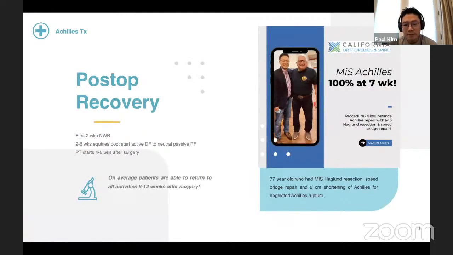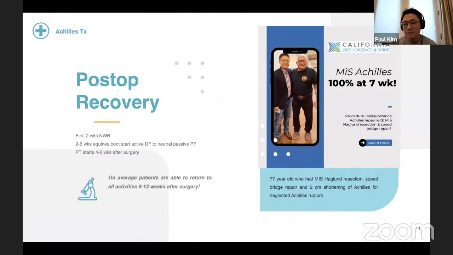And post-op recovery is very similar. The first 2 weeks are non-weight bearing, and then we pretty much start the protocol. Start walking with an equinus boot at 2 weeks. Every week, you basically take off a wedge. PT starts at 4 to 6 weeks. On average, this is a lot faster. Patients are actually able to return to all activities at about 6 to 12 weeks.